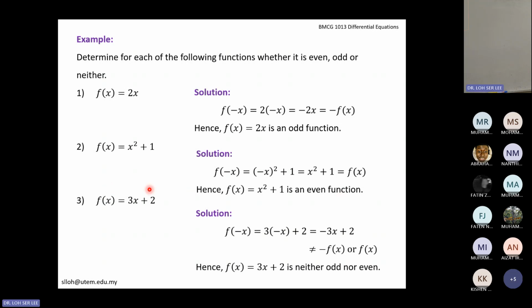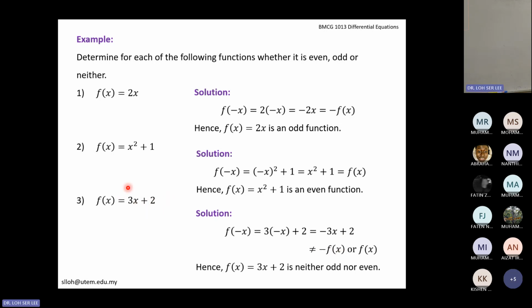The third example, 3x plus 2. We change this x into negative x, this also negative x. So you get 3 times negative x plus 2. When you simplify, you get negative 3x plus 2. But this is not the same. This is not your fx, because your fx is positive, positive. So this is not equal to fx. And also this is not equal to negative fx.